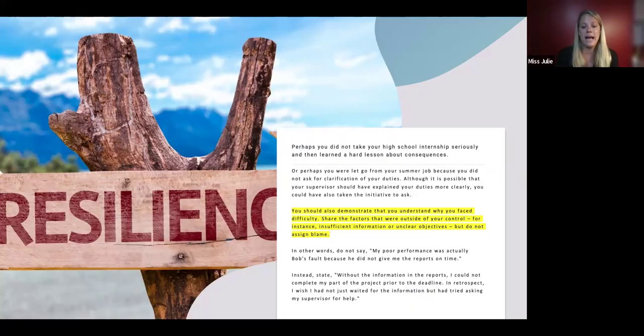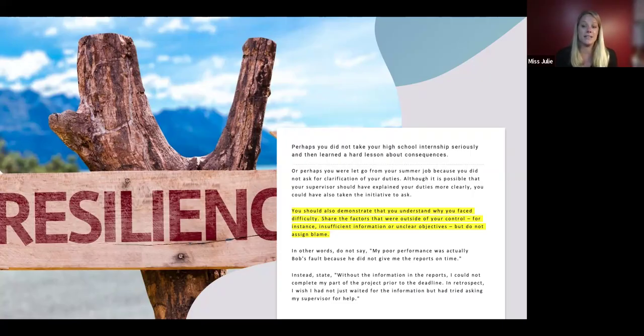So what I'm saying here is, in these essays, if you write about a challenge of some sort, something that happened to you, you don't want to assign the blame. You don't say, well, I got this bad grade, or I got fired from my job because it was the boss's fault, or I got this bad grade because I had a horrible teacher, right? You don't want to write that in your Common App essay.